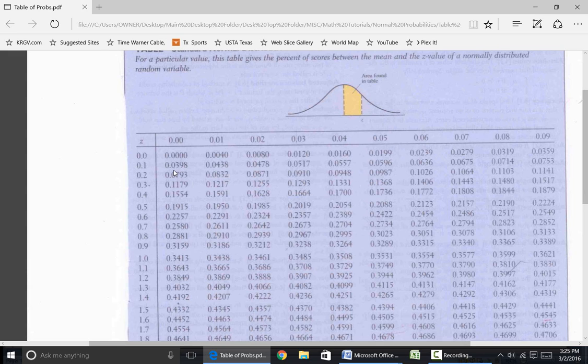Now, if you wanted the percent or the area or the probability between the mean and say 0.11, then you'd have to go to the second column over here. So 0.1, and then you go over to the 1, and you'd have 0.0438 probability, or 4.38%. Okay, that's the way the table works. So again, if it's negative, you can ignore the negative, because of the symmetry, it's going to give you the same value. Okay.